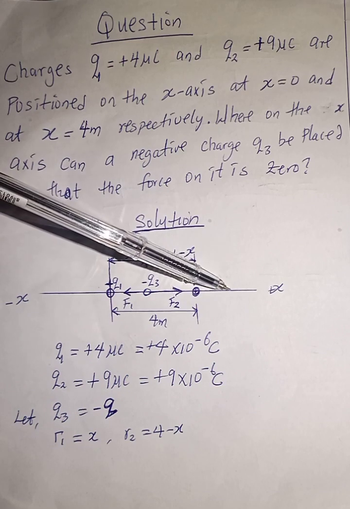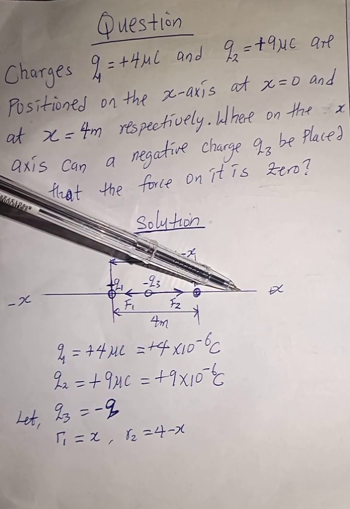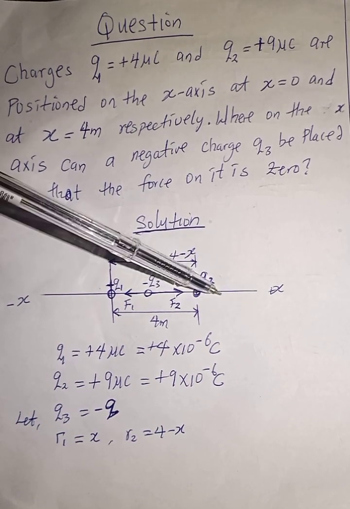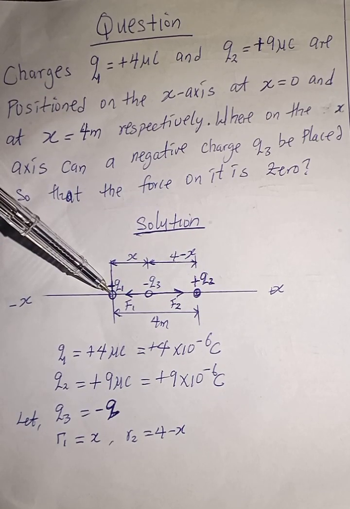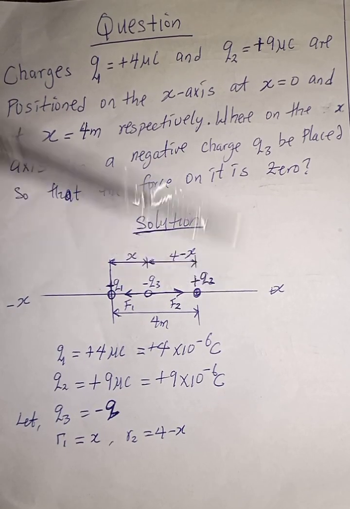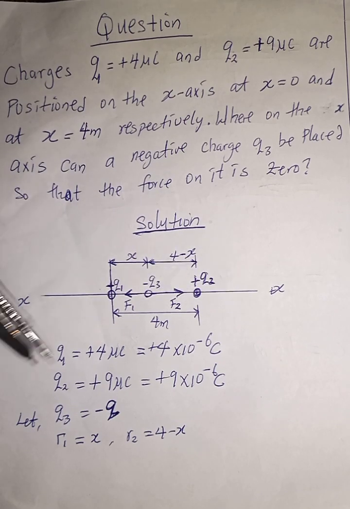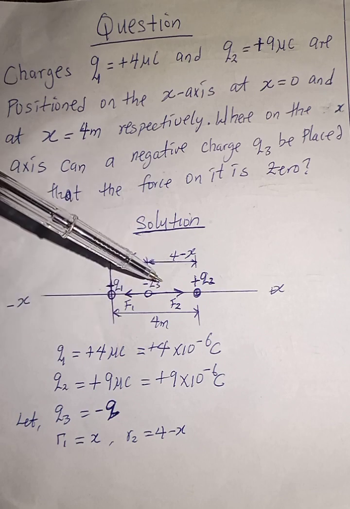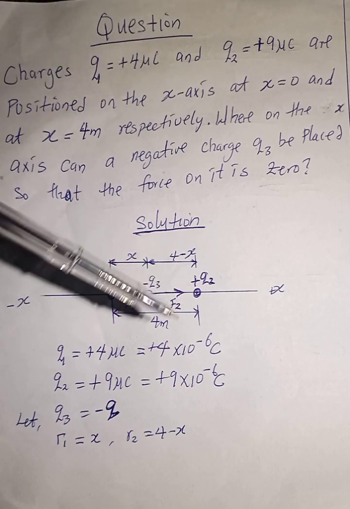Then if you place it somewhere here, because you'll be along the x-axis, it's the same thing. This one will be attracting it to itself, while this second charge with the Q1 will also be attracting it to itself. Both of the two forces will be moving the charged body to the left hand side. So therefore, if both forces are going to the left hand side, it will not be zero.